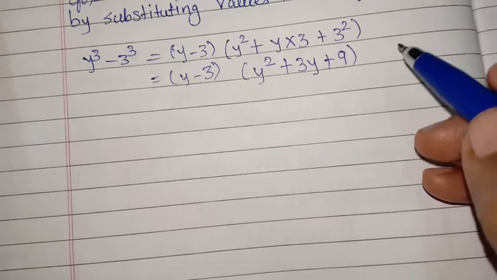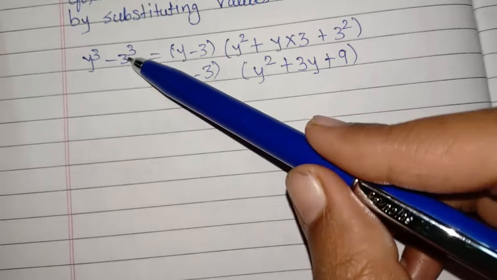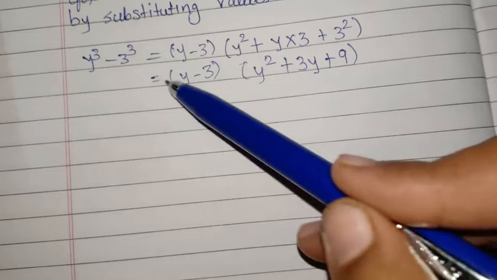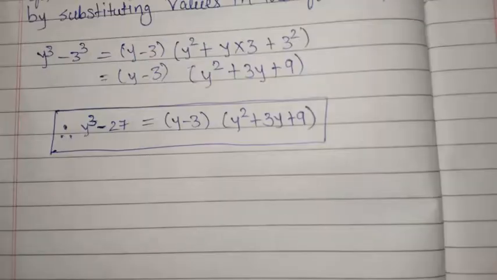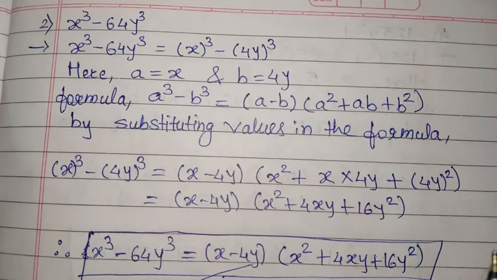Okay. Now we have written this in the form of a cube minus b cube. But our question is y cube minus 27. So this answer we have to write again. See children, finally you have to write the answer like this. Therefore, y cube minus 27, whatever is given in the question, is equal to y minus 3 into y square plus 3y plus 9.